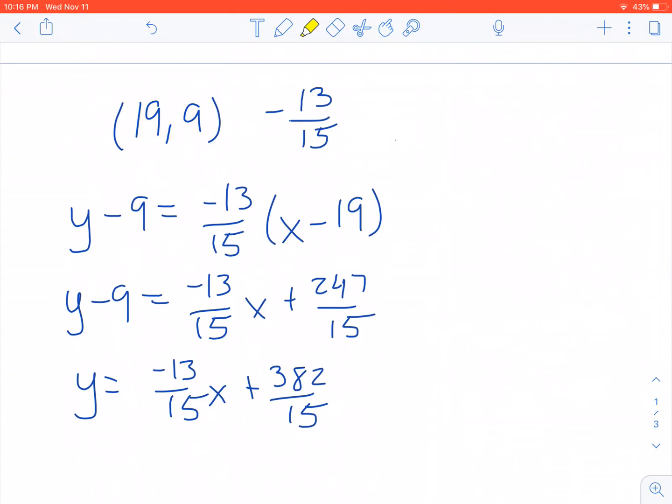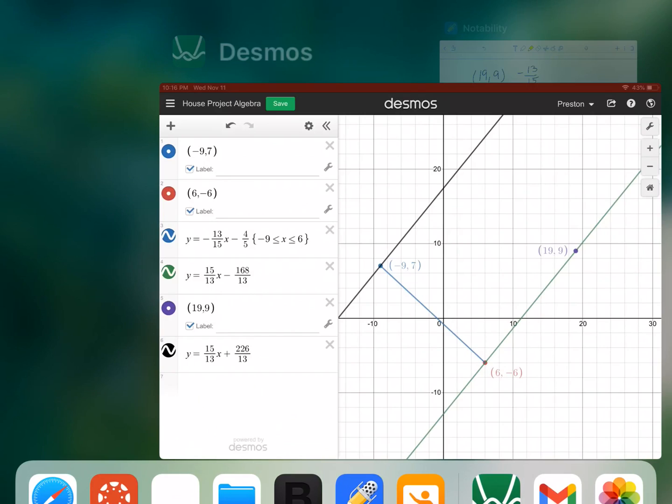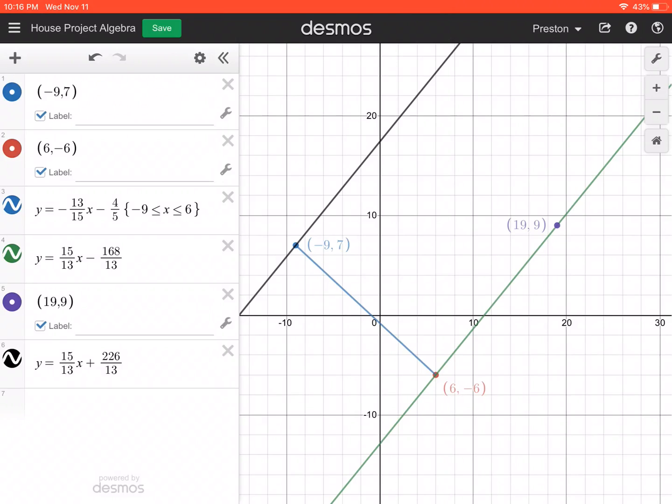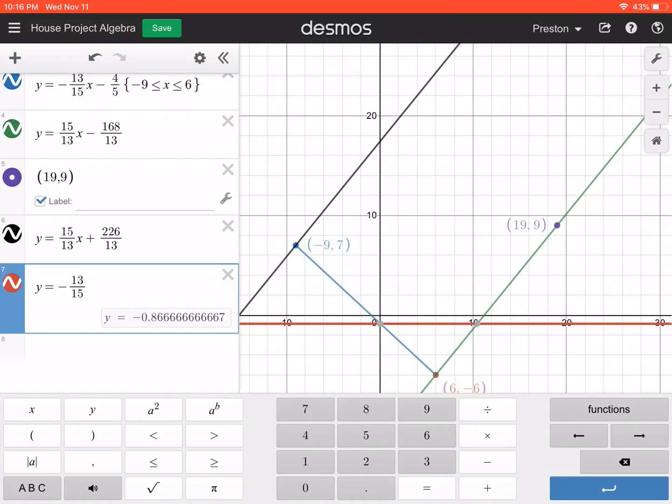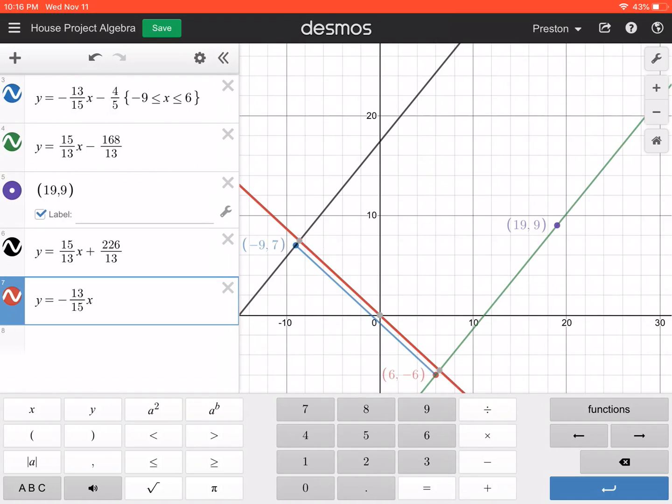My slope is -13/15. I have a point and a slope. I put it in point slope form. I solve for y and get into slope intercept form. So I get -13/15 x plus 3/2 over 15. There we go. And notice it goes through 19, 9 perfectly. So I've got the box of my house.